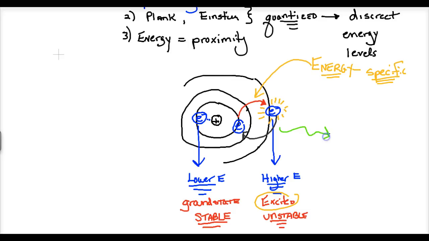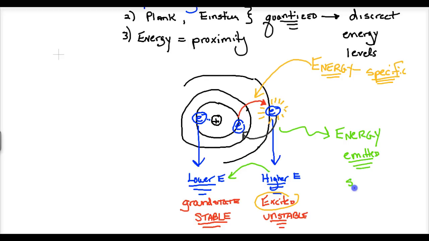So it gives off a specific amount of energy when it jumps back from its what? High energy back to the low energy. Farther away back to closer. So energy is emitted, given off when it goes from high energy farther away to close. And it's given off in the form of electromagnetic radiations.